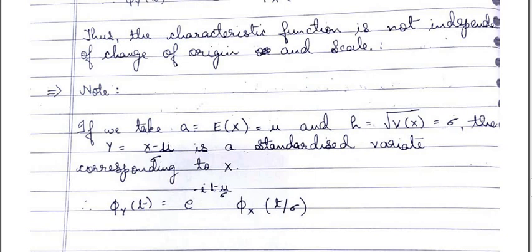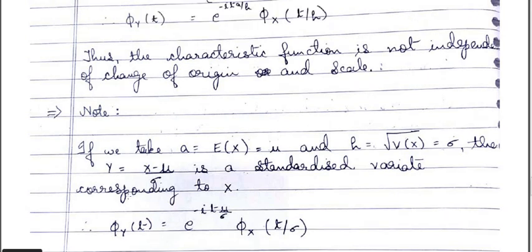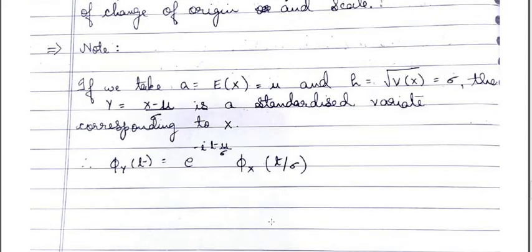Root variance of x equals sigma. So this becomes the standard variable of which one? Of y, right? y equals x minus mu upon sigma is a standardized variate corresponding to x. So phi y t equals, looking at the above, what is this? e raised to i t mu upon sigma, in place of h it is sigma, phi of x t by sigma, t by sigma, sigma in place of h, mu in place of a. Simple, right? So e raised to i t mu by sigma, phi x t by sigma.